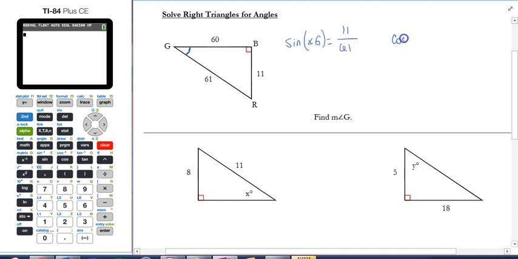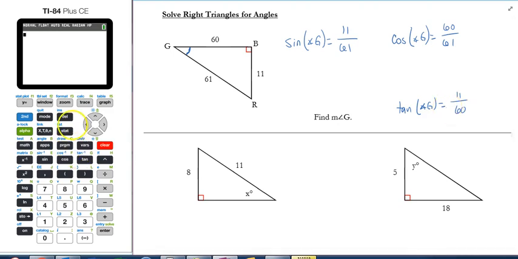I could do the cosine of angle G. That's going to be the adjacent, 60 over 61. Or I could find the tangent of angle G. That's going to be the opposite divided by the adjacent. And if you use your calculator accurately, you will see all three of these will give us the same angle.